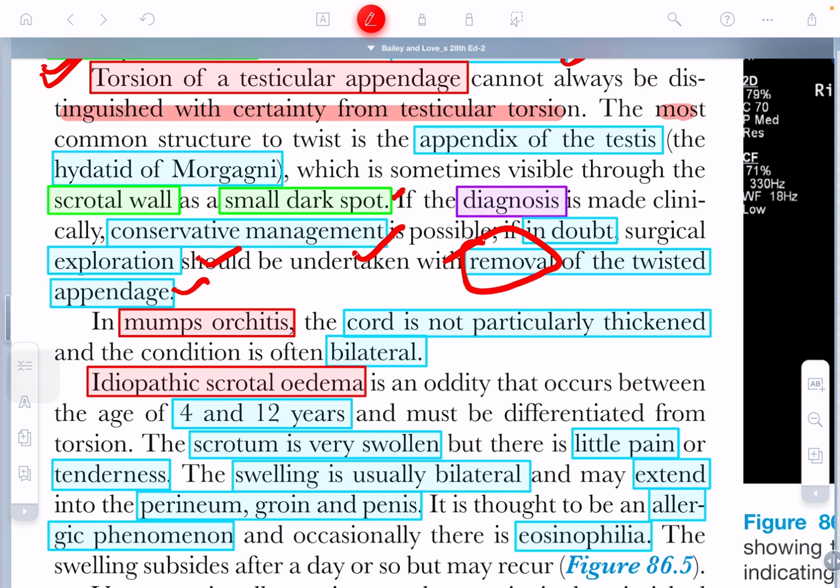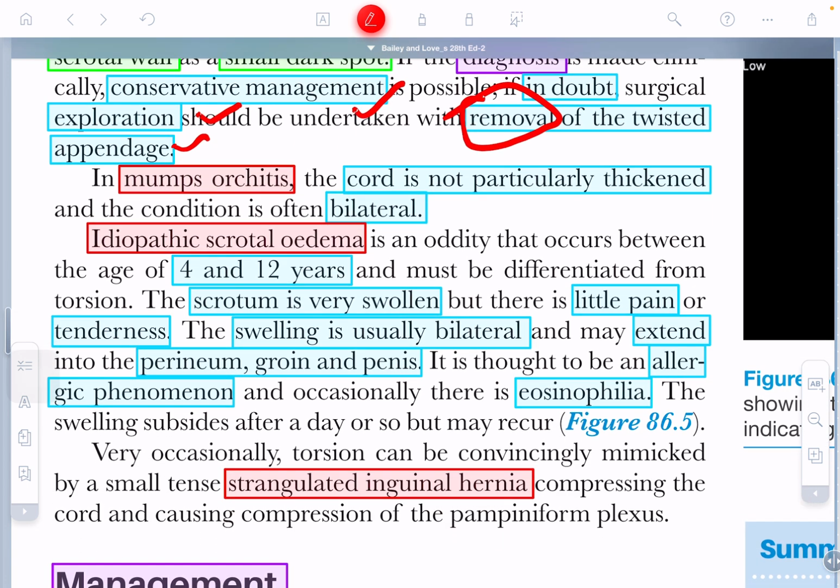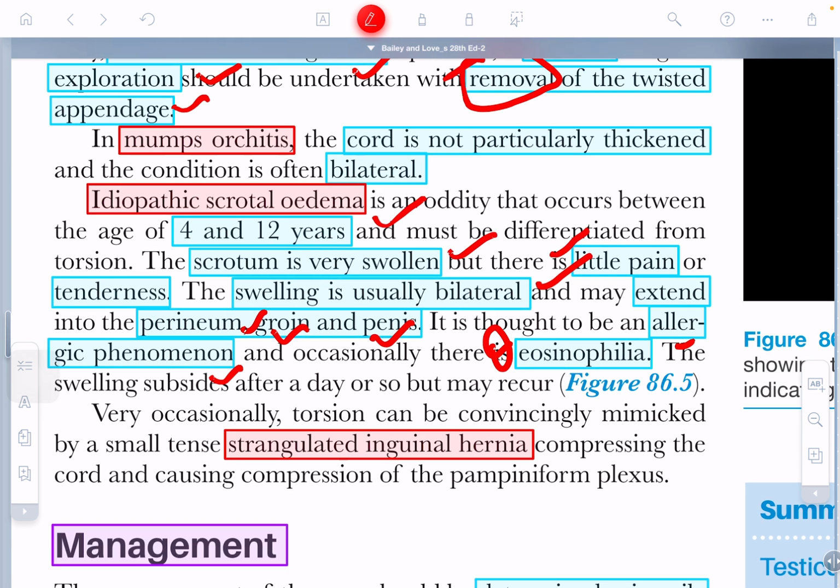The next one is idiopathic scrotal edema. The age group is 4 to 12 years. The scrotum is very swollen with little pain or tenderness, and the swelling is bilateral. This swelling can extend to the perineum, groin, and penis, and this is mainly because of allergic phenomena and eosinophilia.